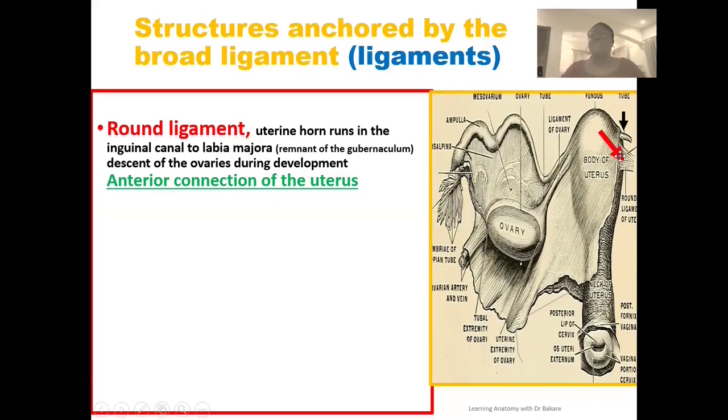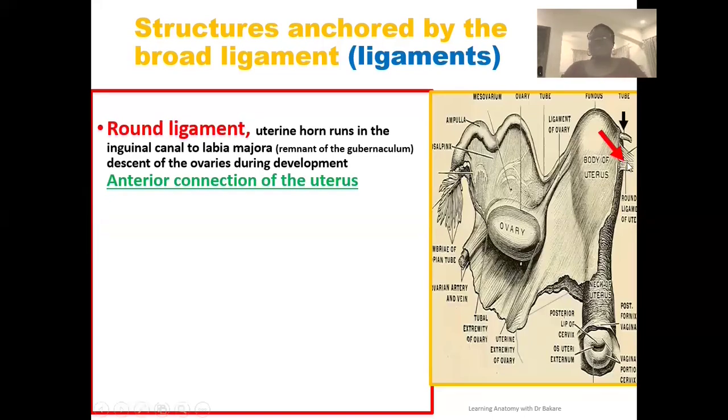This is seen to emerge from the uterine horn, which is close to where we have the emergence of the fallopian tube. This region arrowed here in black is the fallopian tube or the uterine tube. So close to this region is where we have the emergence of the round ligament of the uterus. This round ligament of the uterus is an embryonic remnant that is referred to as the gubernaculum. This gubernaculum is what aids the descent of the ovary. We know that during the developmental process, the ovary develops around the abdominal region, but it descends into the pelvic region as development proceeds.